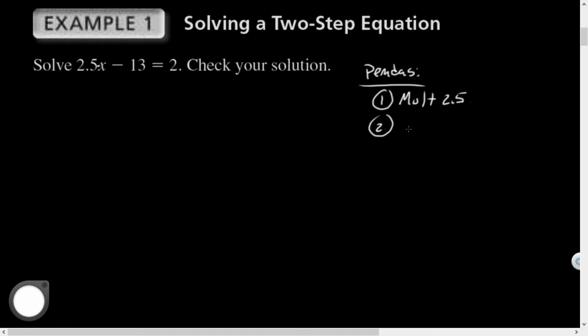We'll get there. We'll get there. We're not on the solving yet. I'm trying to break this down for us. So it's being subtracted by 13. So those are the 2 things that are happening to x according to PEMDAS.